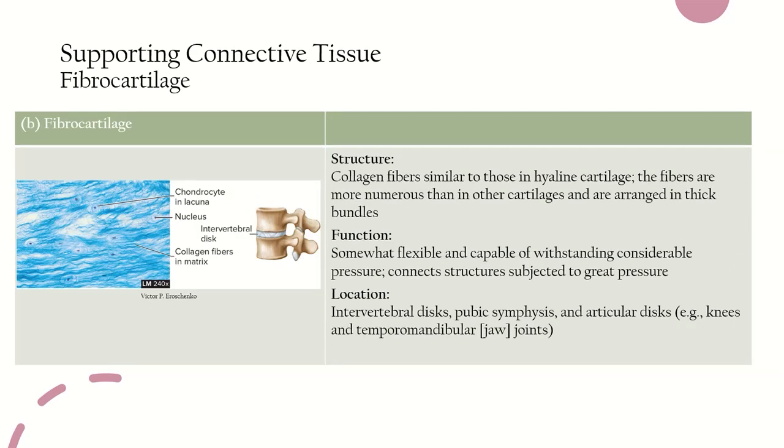Then you have fibrocartilage, which is a little less stiff, I should say, than the hyaline cartilage, but it's not as elastic as the elastic cartilage. So it's kind of like this middle ground between the two. So it's really great for cushioning. Like in between your intervertebral discs or your pubic symphysis, the place where your hip bones connect, or articular discs, knees, jaw joints. It provides great cushioning for any sort of high impact force that you may have.